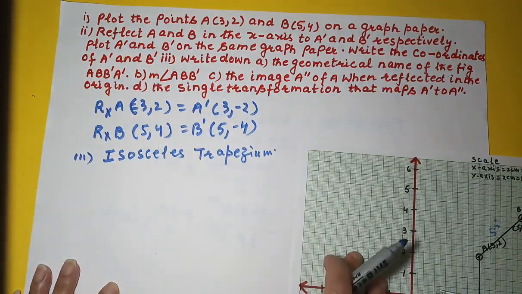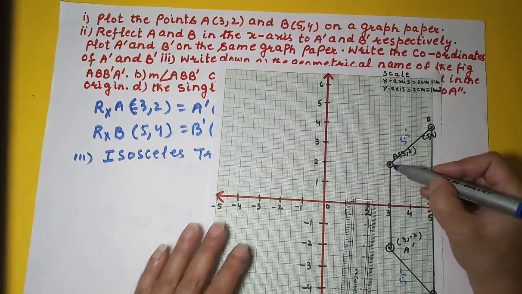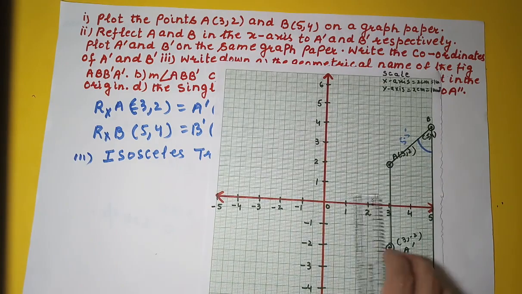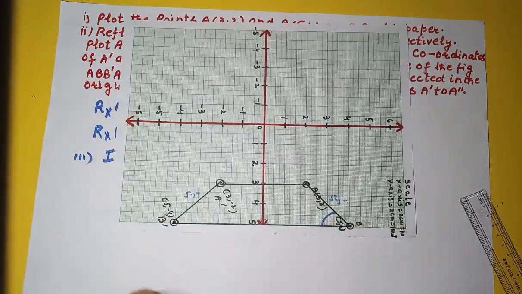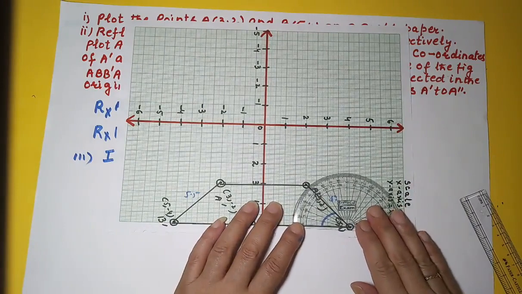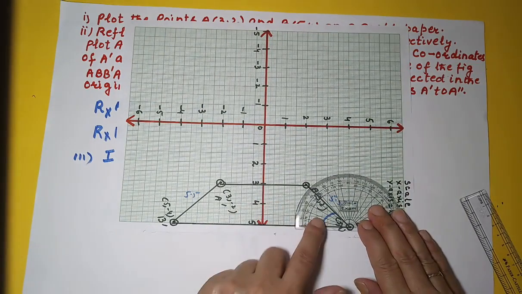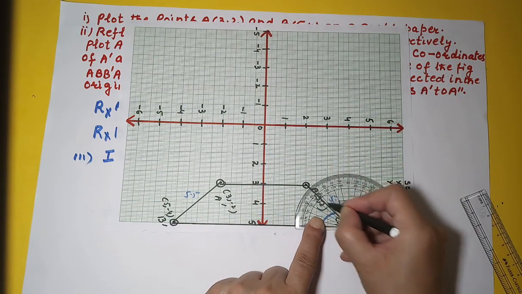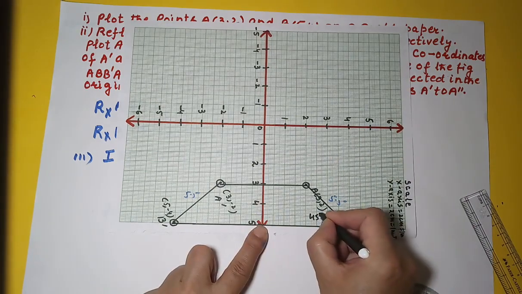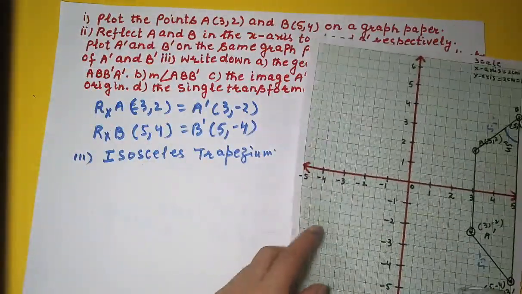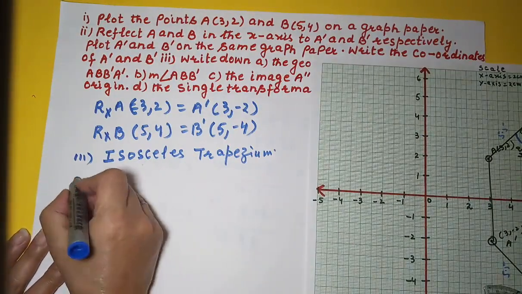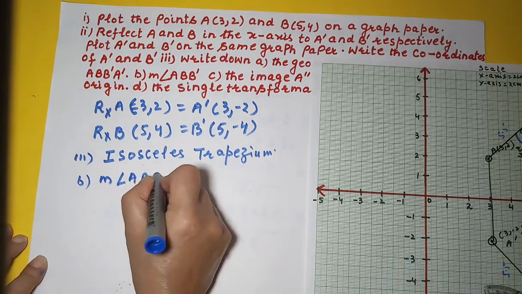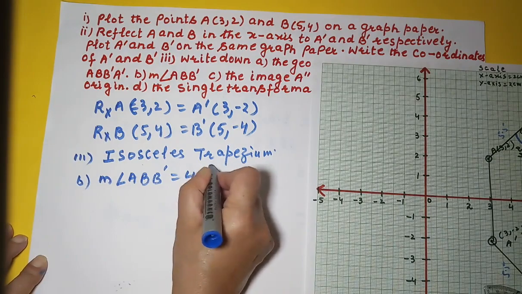Now he wants us to measure angle ABB dash. ABB dash. Does that mean this angle? Alright. So let's measure this angle and find out how much this angle is. Alright, this is 45 degrees. This is 30, 35, 40 and this is 45 degrees. So this is 45 degrees. So you can write here, measure of angle ABB dash is equal to 45 degrees.